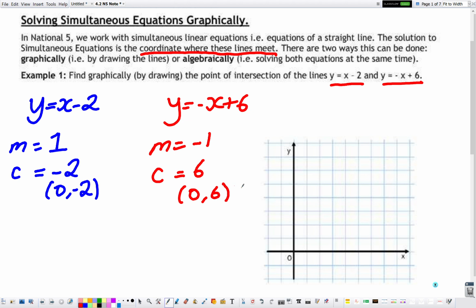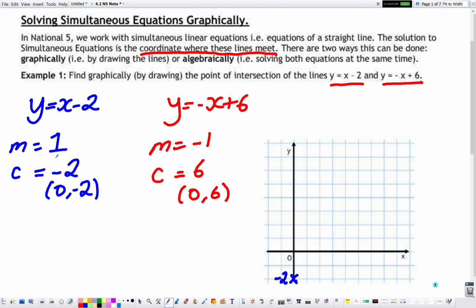So I can then go to my axes now and plot some points and draw these lines. Start with the blue one first, y equals x minus 2. The first thing you're going to do is mark on the y-intercept. That's your starting point. This is a y-intercept of 0, minus 2, which means if I go onto my axes it's going to cut through at 0, minus 2. So that's minus 2 there.